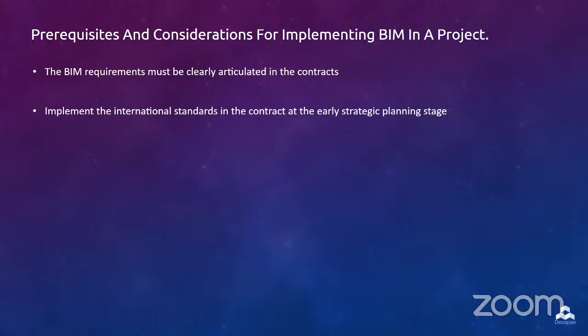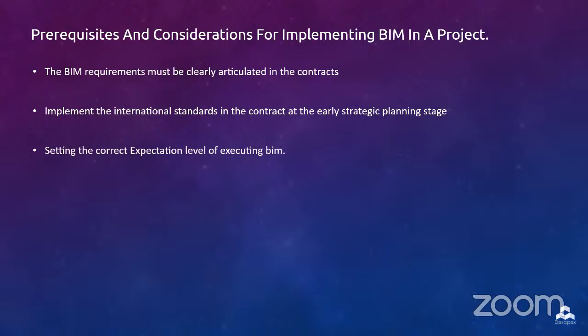Next, implement the international standards in the contract at the early planning stage. The project should not use just a template without filling out the extra information or adjusting for the project specific criteria. An example would be, do not just mention a sentence saying BEP should be as per the ISO 19650. Instead, define the requirements clearly.